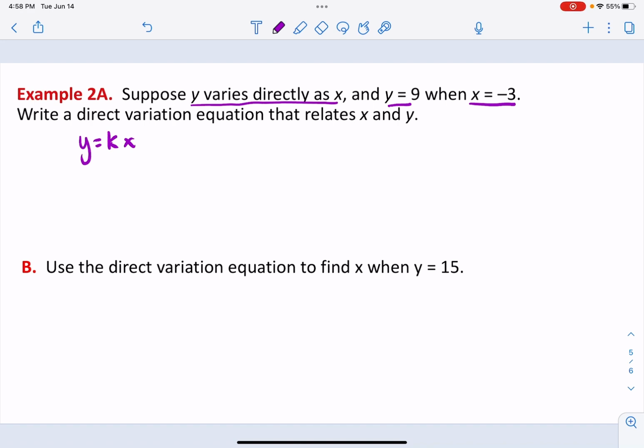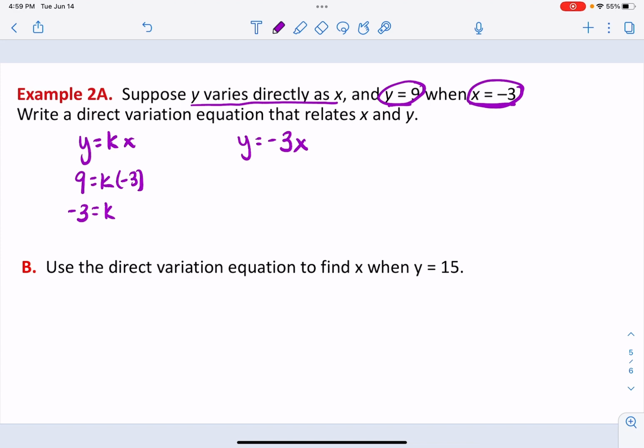So that means that we need to solve for k. So I plug in 9 for y. I plug in negative 3 for x. And I solve. Okay, so writing that equation, y equals negative 3x. Because I solve now for k. And our direct variation questions always have an x and a y in them.